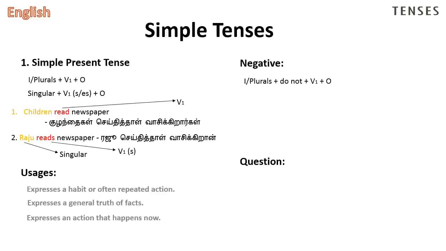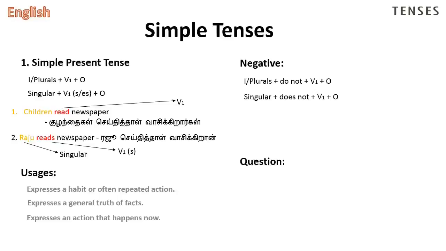ஓகே, லெட்ஸ் சி கொஸ்டின் நவ. Do I or plural plus verb 1 plus object. ஒண்ணுமே இல்லை, நீங்க நல்லா கவனிங்க. நெகட்டிவ்ல இருந்து we have just taken do out and put in front of the sentence. அங்க இருந்து do எடுத்து ஃப்ரண்ட்ல வச்சிருக்கோம், அவ்வளவுதான். Okay, let's see. Then the next one, you know. Can we say the next one? How does it come? Does plus singular plus verb 1 plus object. So this is one question.